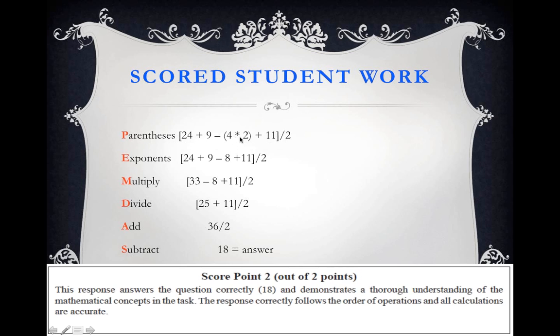They first, of course, multiplied the 4 times the 2 to get the 8. Then combined the 24 and 9. And so their final answer was 18. And their score was 2 out of 2 points. Once again, the response answered the question correctly and demonstrates a thorough understanding of the mathematical concepts in the task. They correctly followed the order of operations, and all of their calculations are correct.